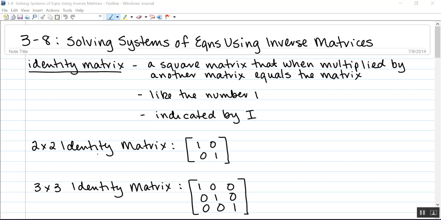A 2 by 2 identity matrix looks like this: 1, 0, 0, 1. And a 3 by 3 identity matrix looks like 1, 0, 0, 0, 1, 0, 0, 0, 1. You can notice that the 1s are in a diagonal, and you can probably guess what a 4 by 4 identity matrix is going to look like.